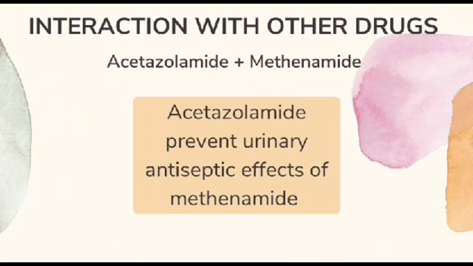As for the interaction with other drugs, for example, acetazolamide and methenamine. It's basically by increasing the pH of urine. Acetazolamide may prevent the urinary antiseptic effect of the methenamine compounds because methenamine requires an acidic urine environment for its conversion to formaldehyde and subsequent antimicrobial action.